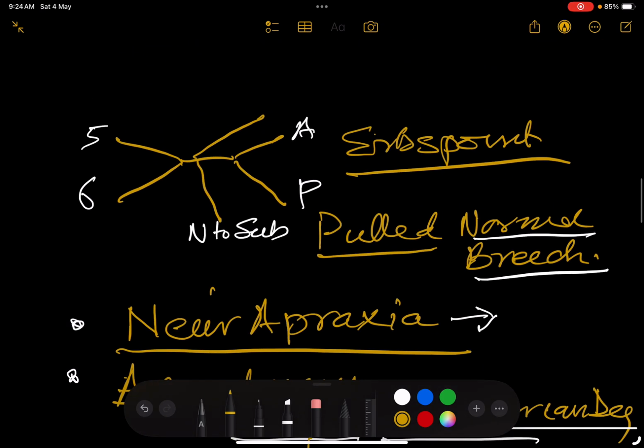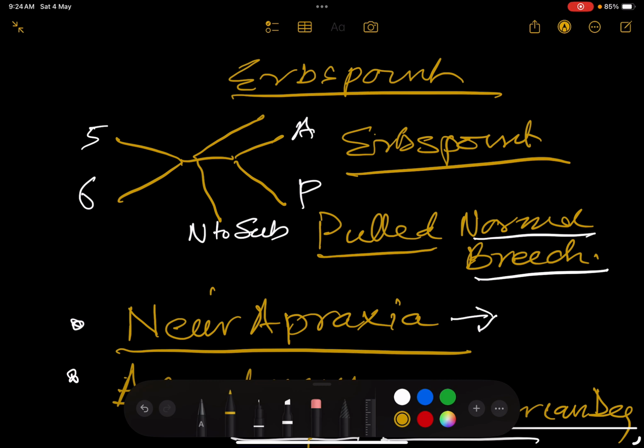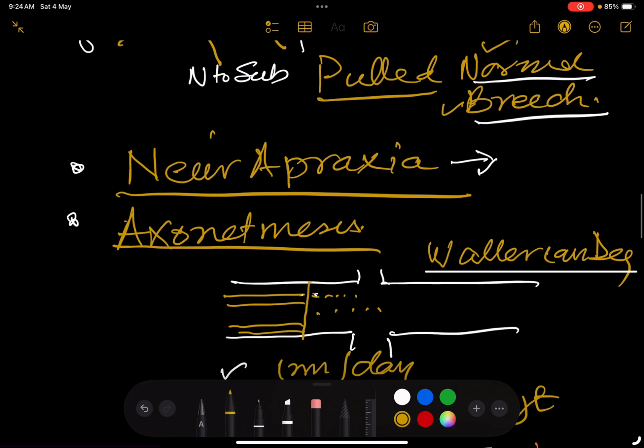Then this is the Erb's point. C5, 6, anterior and posterior divisions, suprascapular and nerve to subclavius. This Erb's point is pulled in normal or breech delivery. The forceps in normal, otherwise breech.